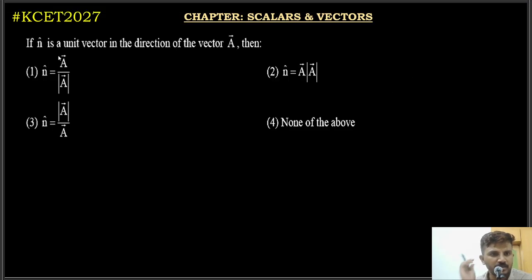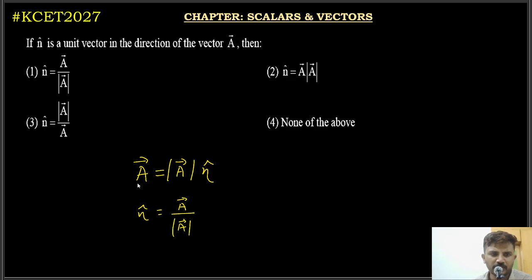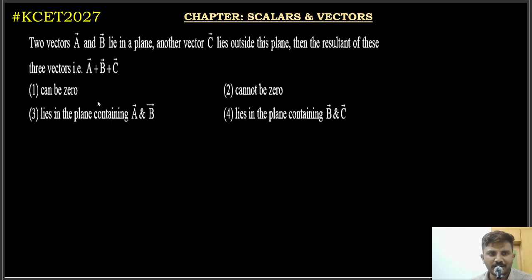Here we have n cap is a unit vector in the direction of A vector. So that can be written as magnitude of unit vector into magnitude of vector into n cap. So n cap is given by vector A divided by magnitude of vector A, that is first option is correct. Then we have next question.